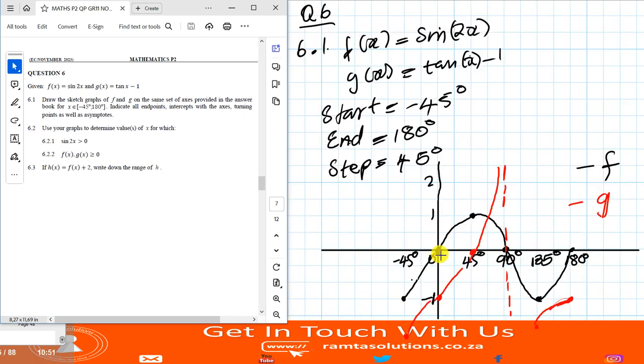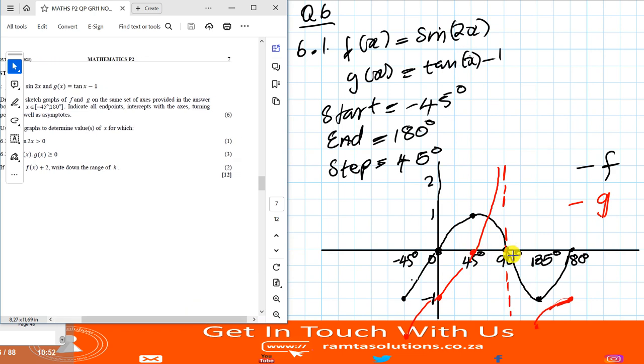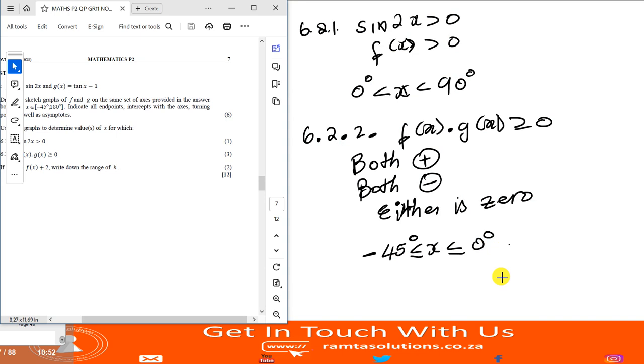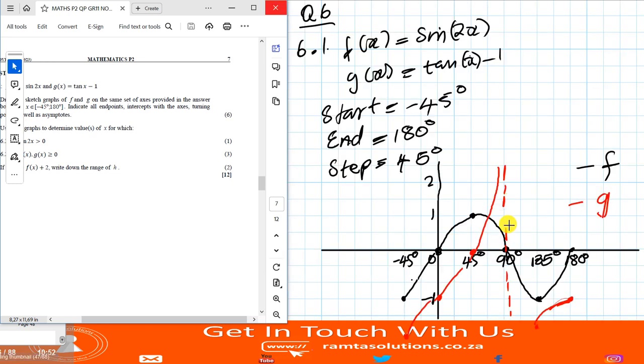Now, as we go to the right of 0 degrees until 45, it doesn't work. Again, between 45 degrees and 90, it's working. How many marks is this? 3. But be careful, one of them does not exist at 90. So when x is greater or equal to 45 degrees but less than 90 degrees, I'm saying less than 90 because the tangent does not exist at 90 degrees.